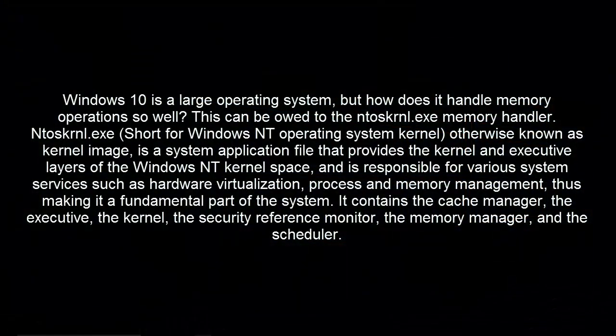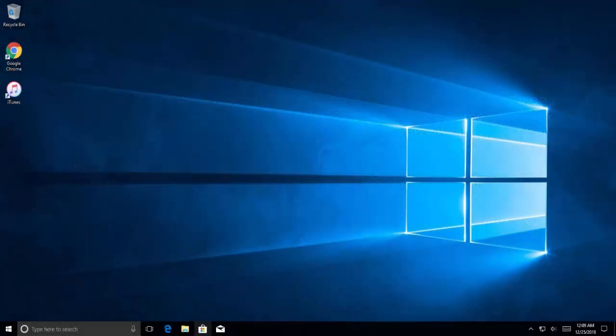Windows 10 is a large operating system, but how does it handle memory operations so well? This can be owed to the Ntoskrnl.exe memory handler. Ntoskrnl.exe, which is short for Windows NT Operating System Kernel, otherwise known as Kernel Image, is a system application file that provides the kernel and executive layers of the Windows NT kernel space and is responsible for various system services such as hardware virtualization, process and memory management, and thus it makes a fundamental part of the system. It contains the cache manager, the executive, the kernel, the security reference monitor, the memory manager, and the scheduler. That is why Ntoskrnl.exe is such a protected system file. The system protection means it will not easily get deleted or corrupted.